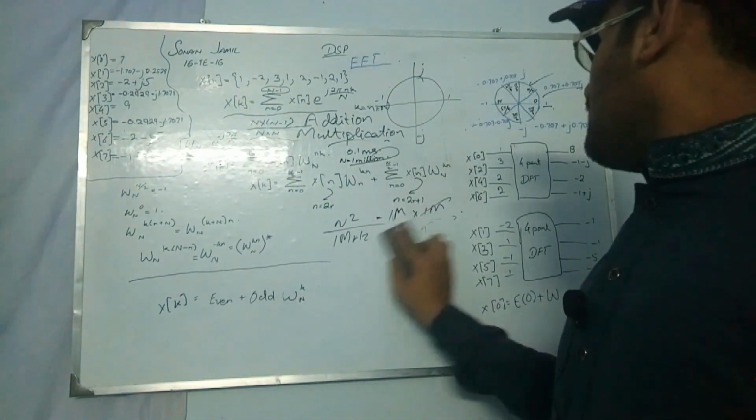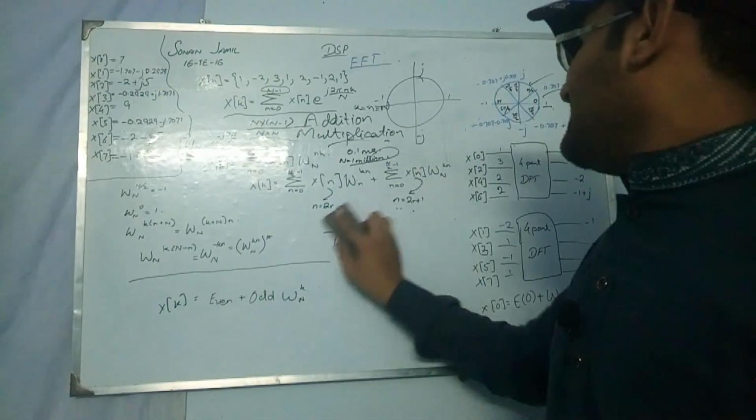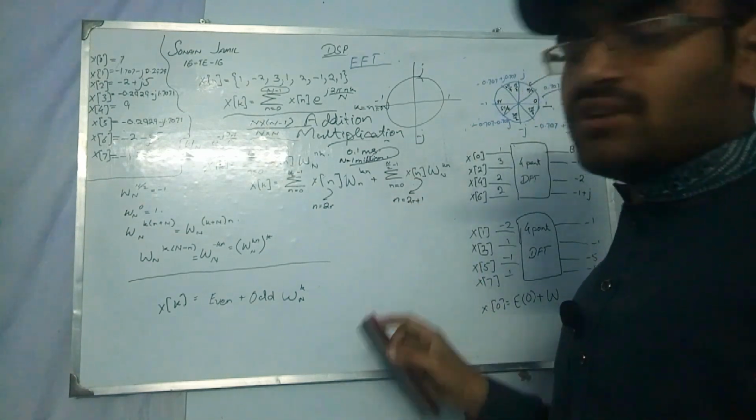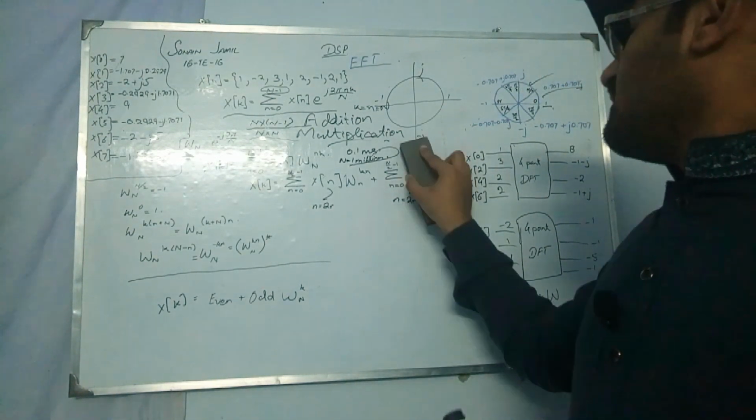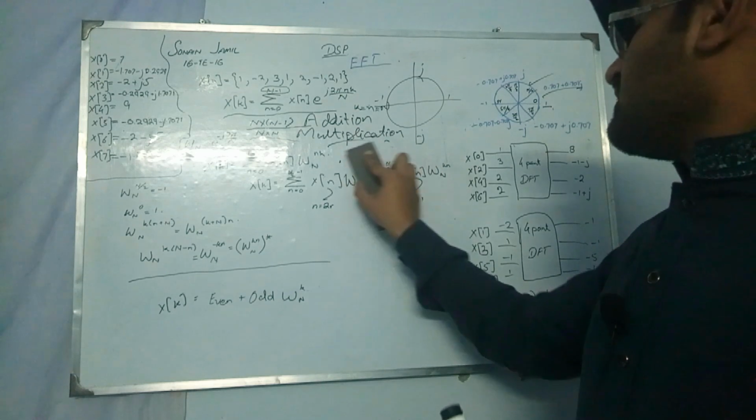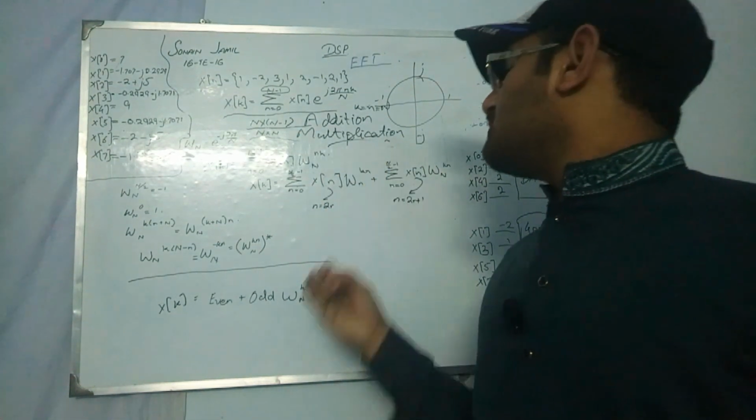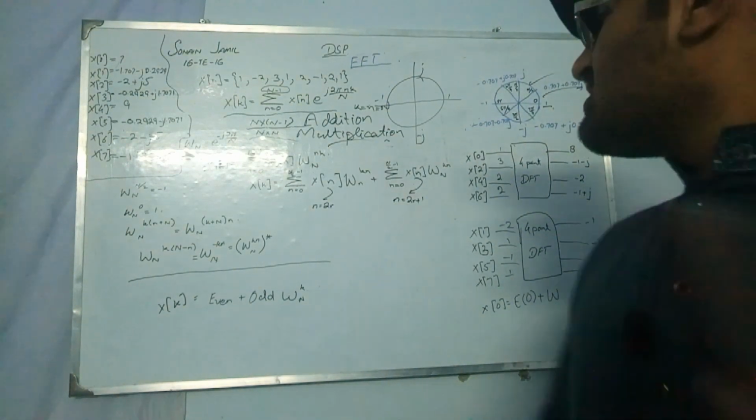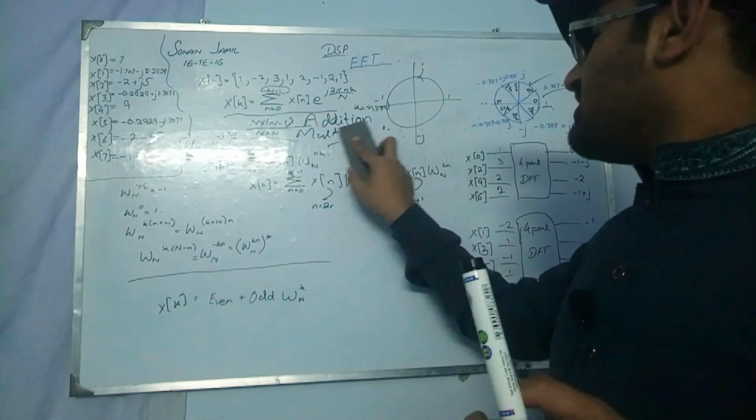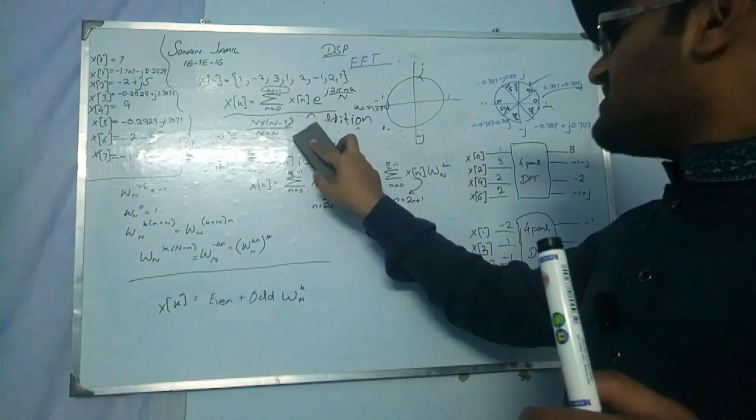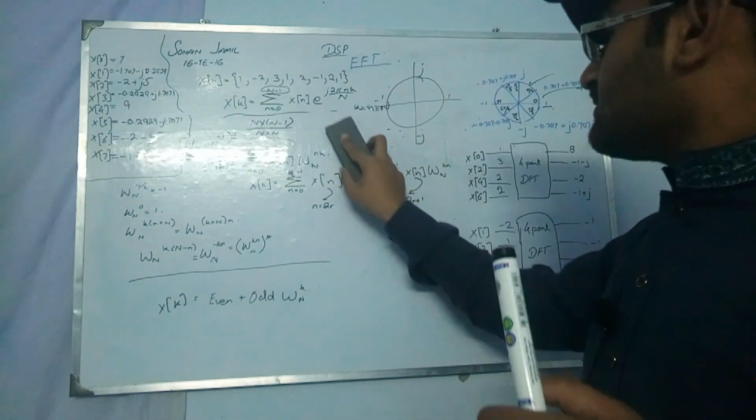So to minimize this, we have another technique which is widely used, the fast Fourier transform. In this we reduce the number of computations. How these computations are reduced will be discussed in this lecture.